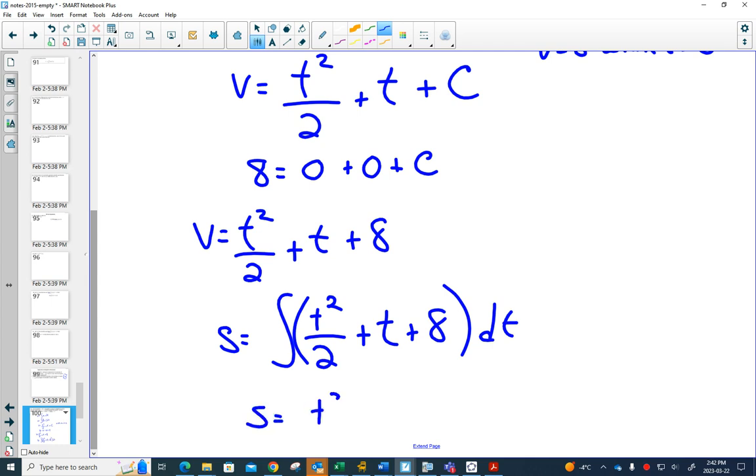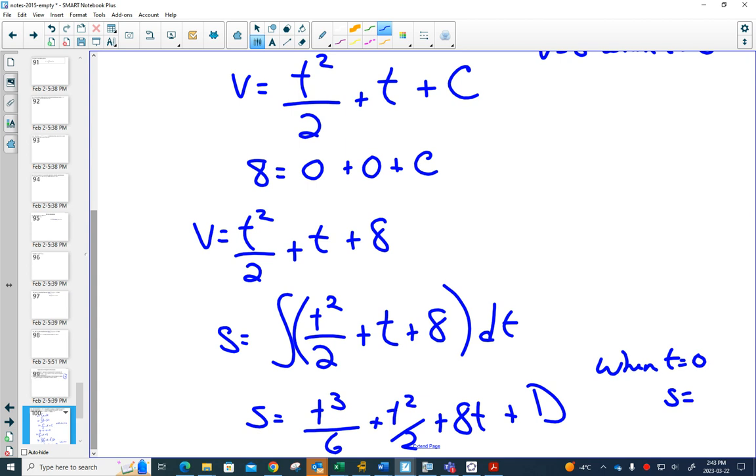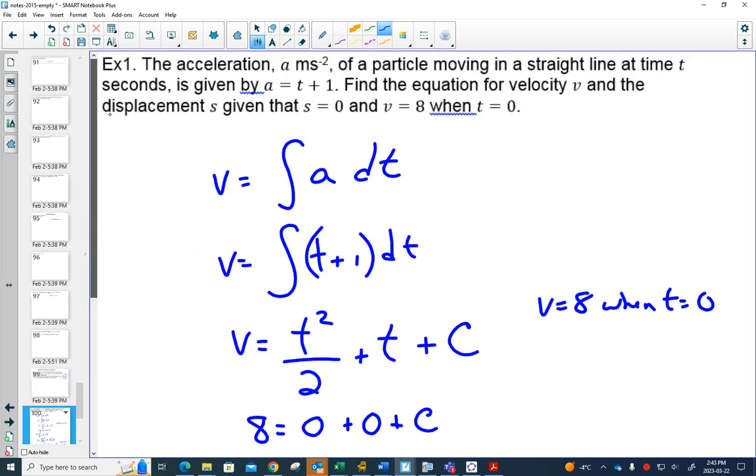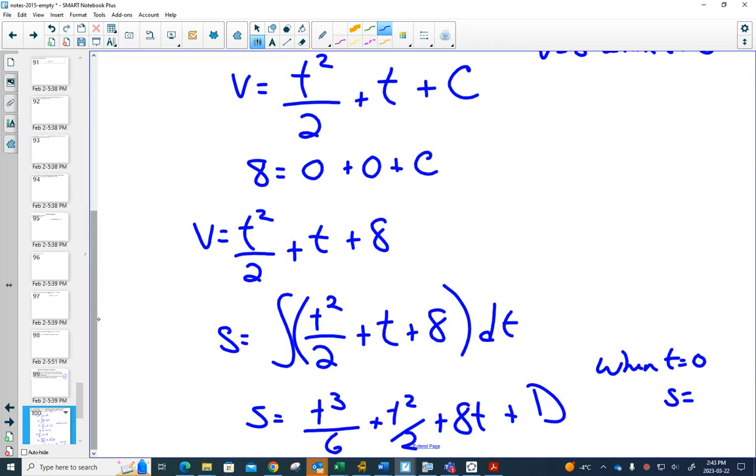In a question like this, you have to be a little bit careful. So we add 1 to the exponent, divide, we'll have t cubed over 6 plus t squared over 2 plus 8t. And you might be tempted to do plus c again, but since in the same question, you're going to have to use a different variable this time. And we were also told when t is equal to 0, s is equal to 0.